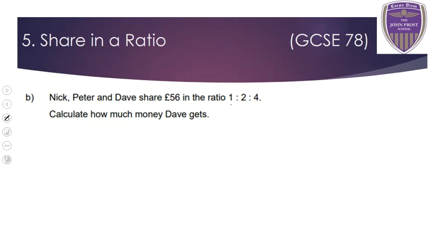So there's 3 different ratios, 3 different parts. All right, but we still do the same thing. So total ratio first, 1 plus 2 plus 4. Okay, so that gives us 7. So we're sharing 7 parts in total. So then we work out what one share is. So £56 divided by 7 is 8. So one share is 8.